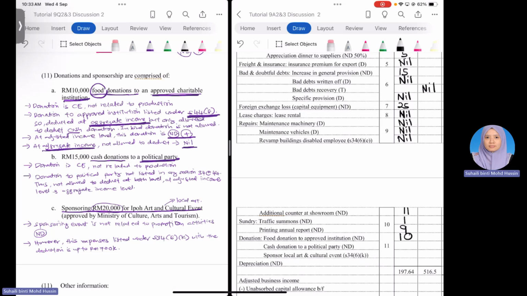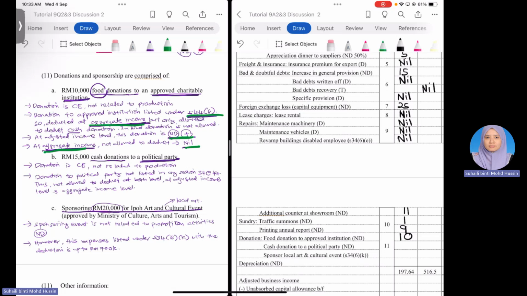Okay, 10,000 ringgit. Then this food donation will appear again at the aggregate income level. We will test once again whether this donation is allowed for the deduction or not. So it will appear 2 times. At the adjusted business income level, since the government said you are only allowed to deduct according to section 44 at the aggregate income level, automatically at the adjusted business income level it is not allowed for deduction. So we add back 10,000 ringgit, and then we record this item again at the aggregate income level to test whether the amount is allowed for deduction or not.